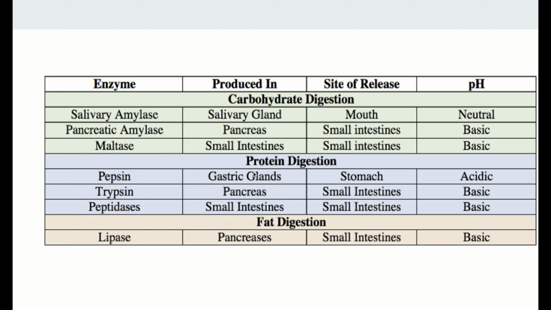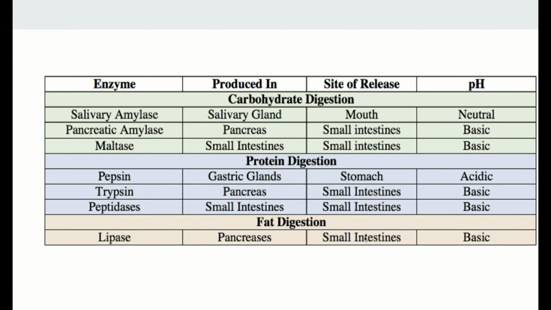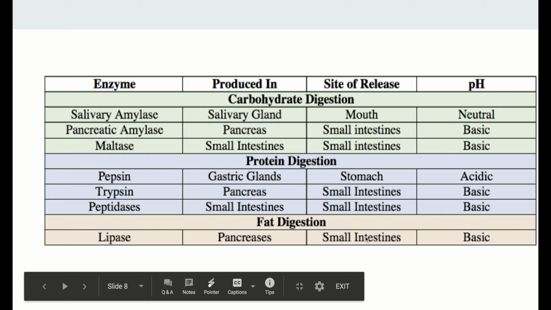Proteins are digested by pepsin, which is produced by the gastric glands in the stomach. Trypsin and peptidases are also enzymes that digest proteins. And for fat digestion, lipase is produced by the pancreas, and the small intestine is where lipase is active, and it breaks down fat.